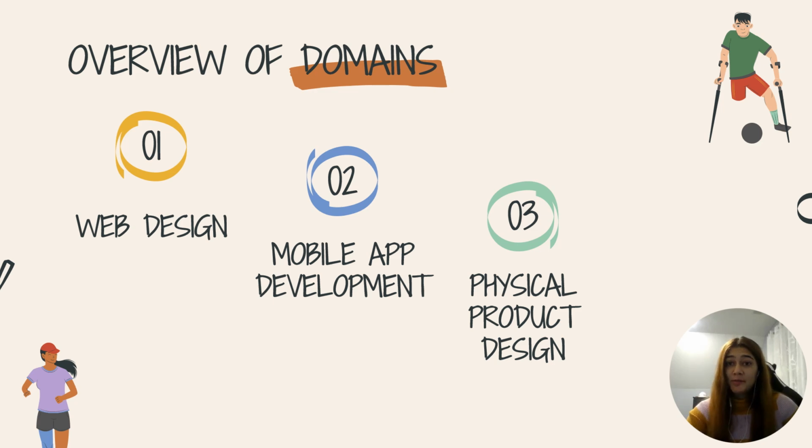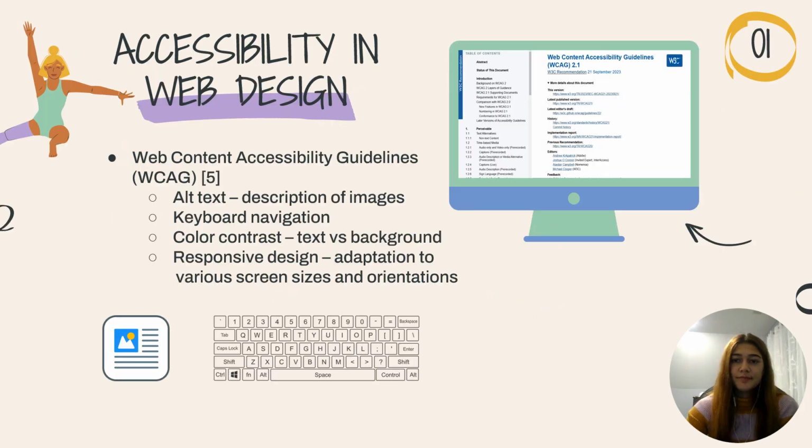With this foundation, we're ready to explore how accessibility applies to three key domains: web design, mobile app development, and physical product design. Let's start with web design, a critical area where accessibility can make a huge difference. In web design, accessibility begins with following standards like the Web Content Accessibility Guidelines. Here are some key features from these guidelines.